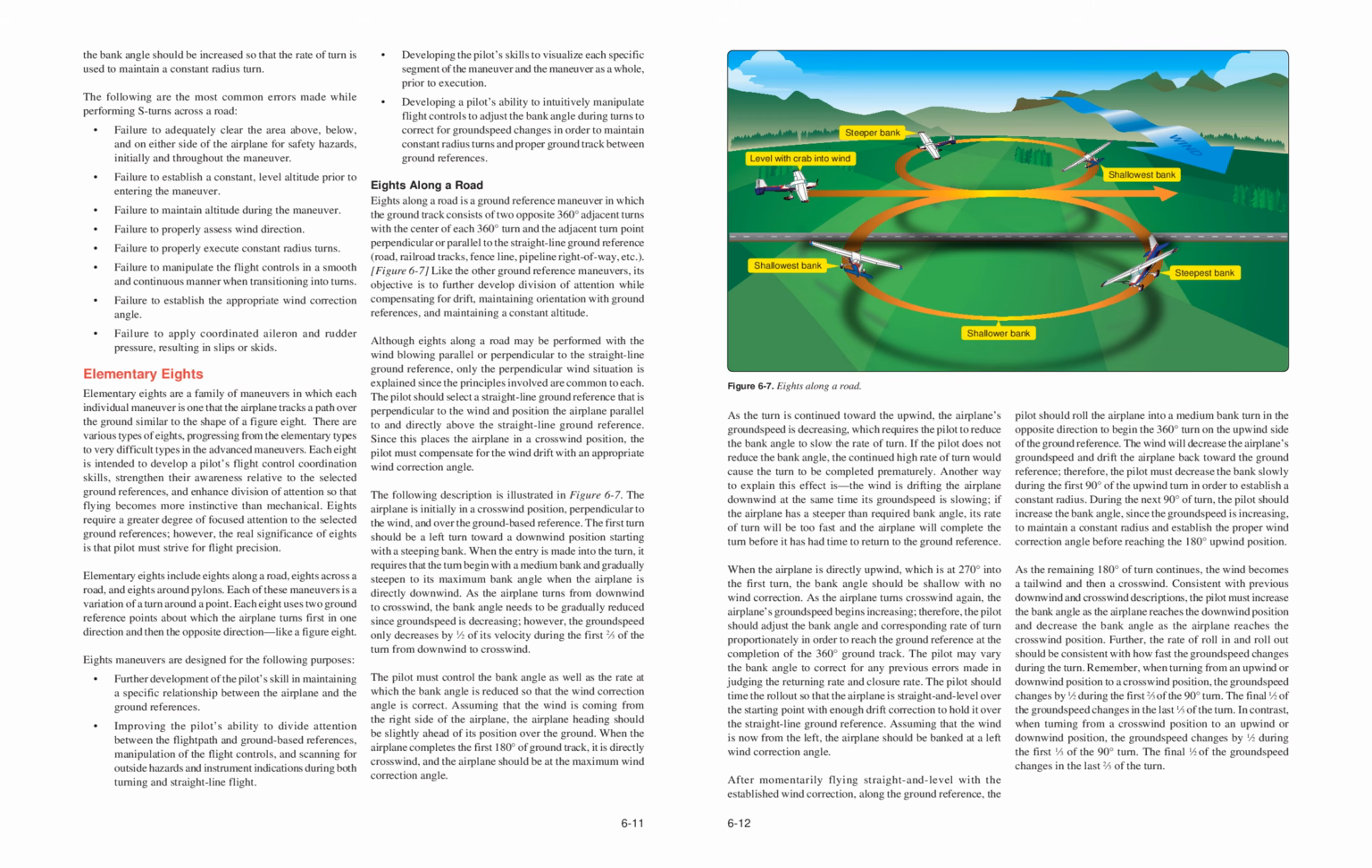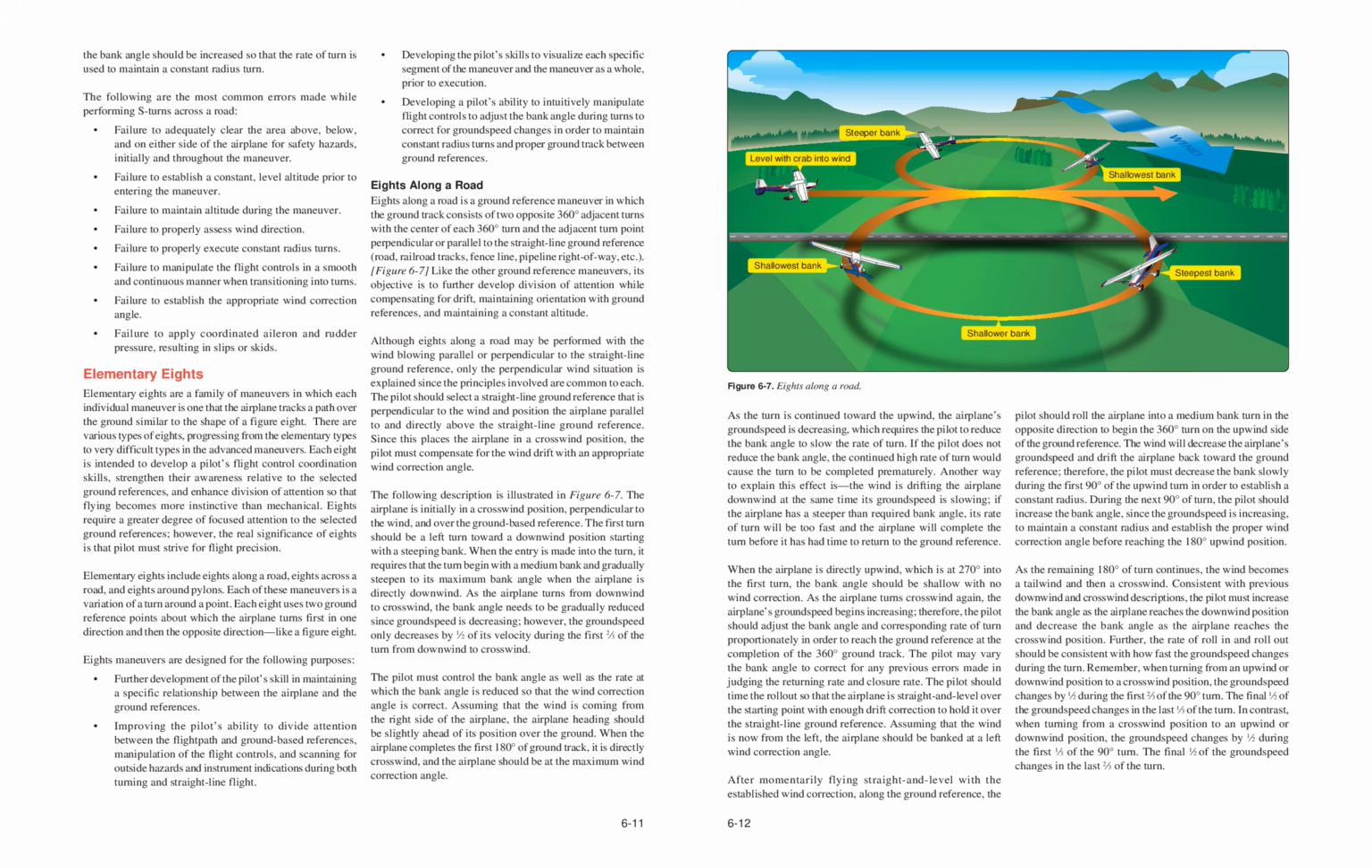Assuming that the wind is now from the left, the airplane should be banked at a left wind correction angle. After momentarily flying straight and level with the established wind correction, along the ground reference, the 6 to 12. As the remaining 180 degrees of turn continues, the wind becomes a tailwind and then a crosswind. Consistent with previous downwind and crosswind descriptions, the pilot must increase the bank angle as the airplane reaches the downwind position and decrease the bank angle as the airplane reaches the crosswind position. Further, the rate of roll-in and roll-out should be consistent with how fast the ground speed changes during the turn.